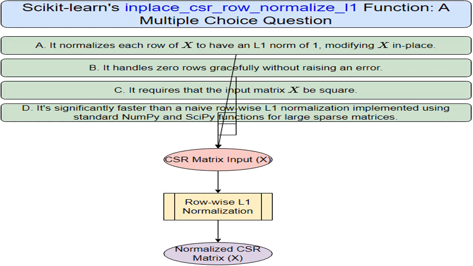This compares the speed of the scikit-learn function to a more basic method using general-purpose libraries like NumPy and SciPy. Specialized functions like in_place_csr_row_normalize_l1 are optimized for sparse matrices. Because many elements are zeros, these specialized functions cleverly skip unnecessary calculations for huge speed improvements.